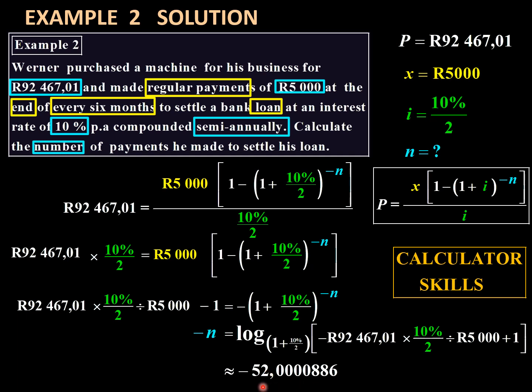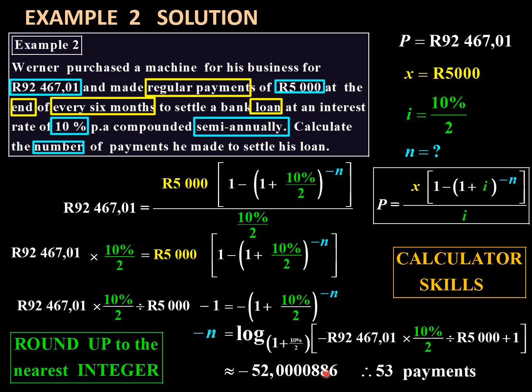But how many payments must he make? 52? No, it must make more than 52. Although it's a small decimal, it is more than. So more than 52 means 53 payments. So you always have to round up to the nearest integer, even though it's a very small decimal, it's definitely more than 52. It's going to be 52 of those 5,000 payments and a smaller extra payment in there, which we will discuss with you in some later slides.